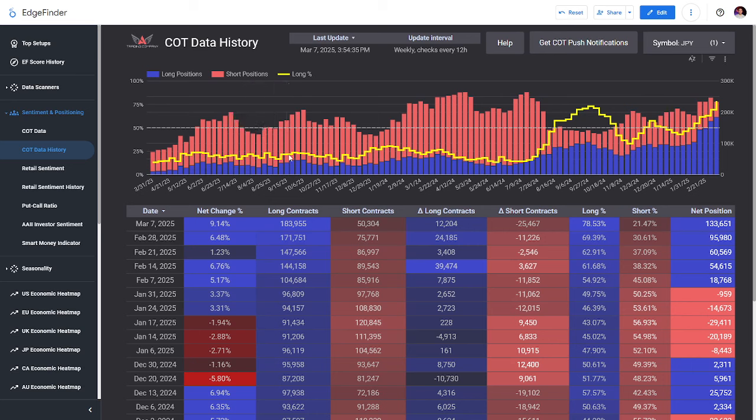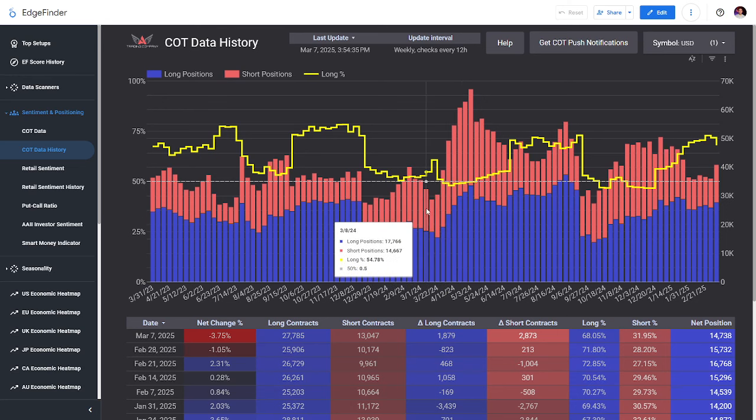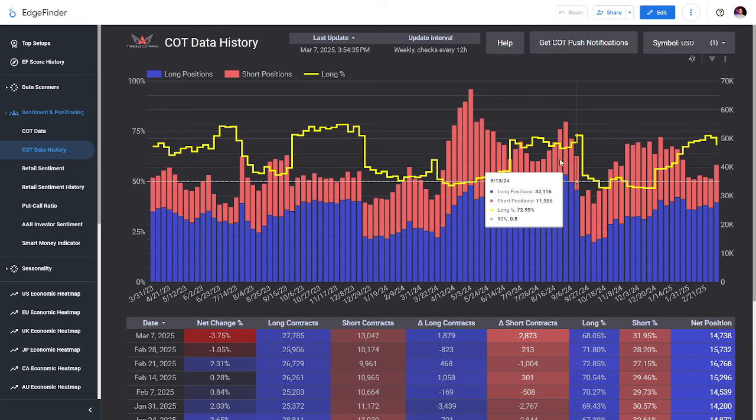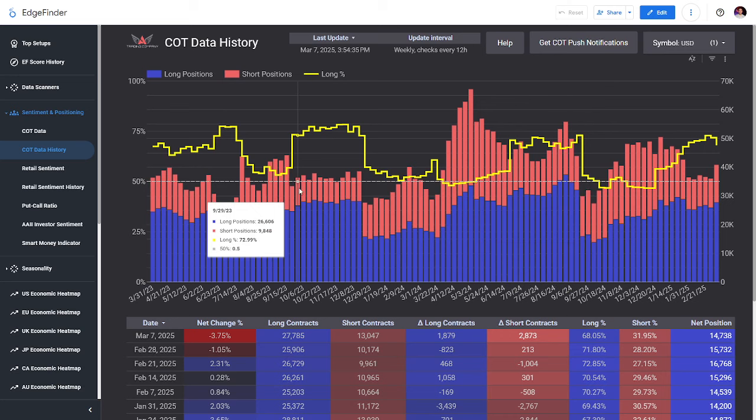And what you'll see here is, in fact, I'm going to make this bigger. One second. Okay, I can't believe I haven't done that sooner. I think this looks so much better. Let me know if you're an Edgefinder user, if this looks better for you, but this is our COT data history page, and I think I just made it twice as good just by increasing the size of this chart.